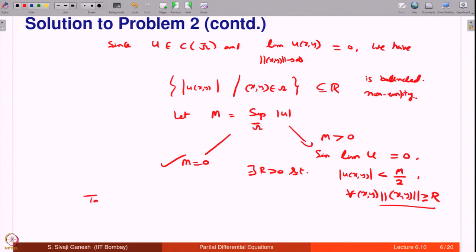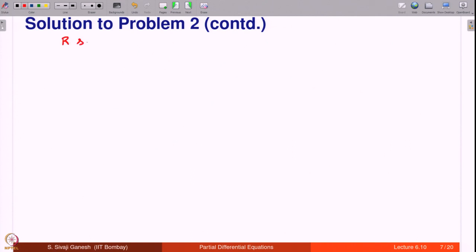So now we are going to take that r which we have just chosen by this constraint, and then we propose the annular region omega r. Let us denote this by disk of radius r minus the disk with center 0, radius 1. R has the following property, that whenever norm xy is bigger than or equal to R, mod u xy is less than m by 2. This is the way we have chosen R.